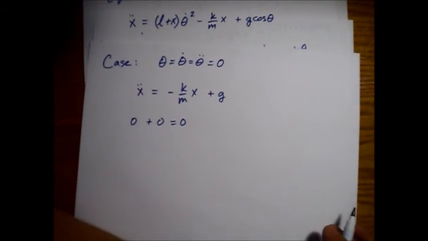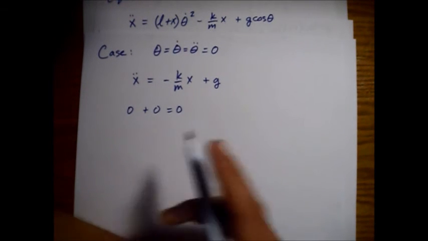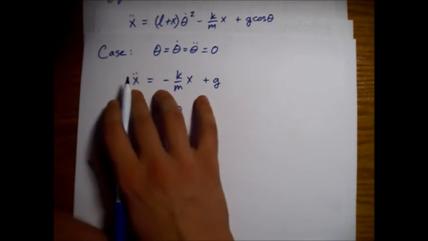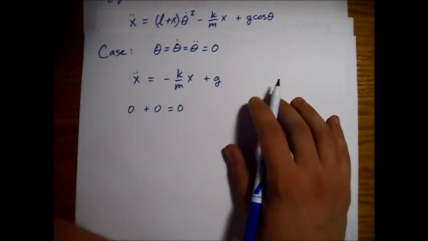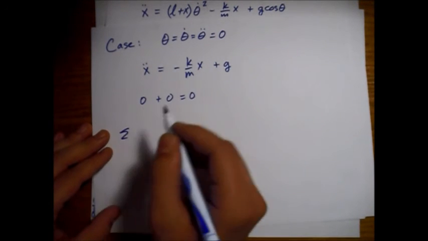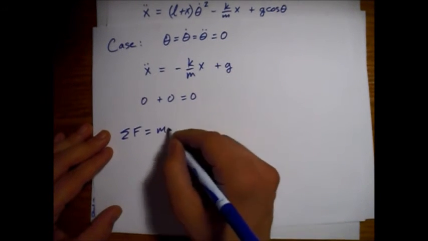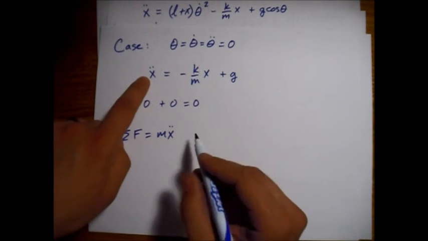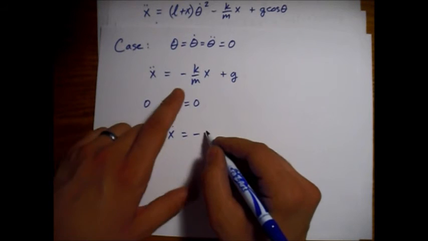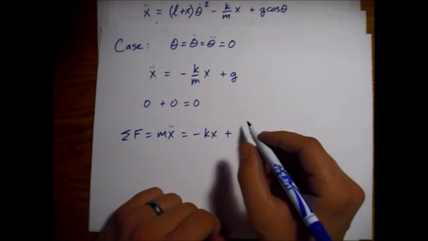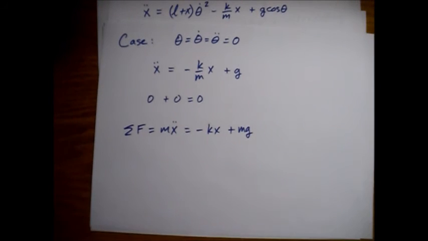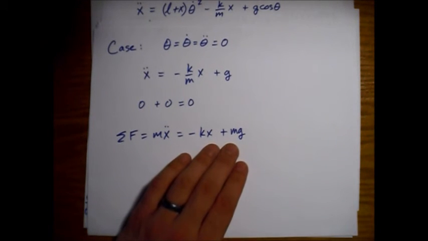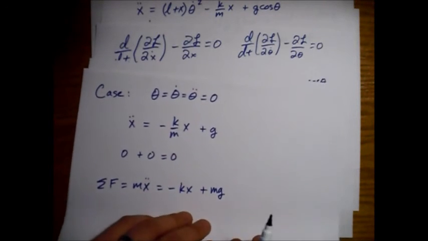If I were to add the mass back in, or multiply by the mass back through, we could just do a classic Newton's second law. Sum of forces equals m a, or m x double dot. So multiplying by the mass, m x double dot equals minus kx plus mg. Okay, so I think I may be beginning to understand why we had that minus sign.